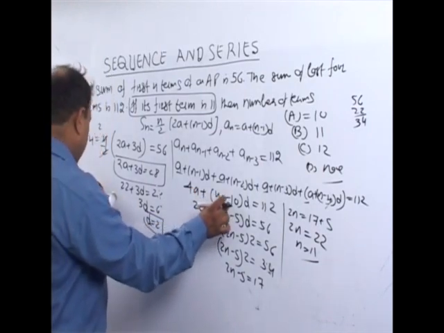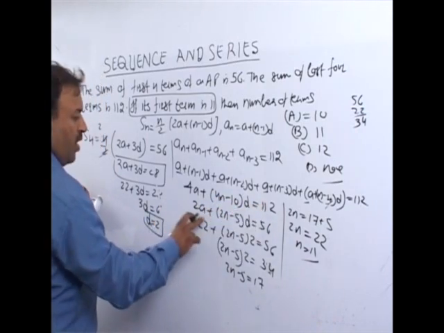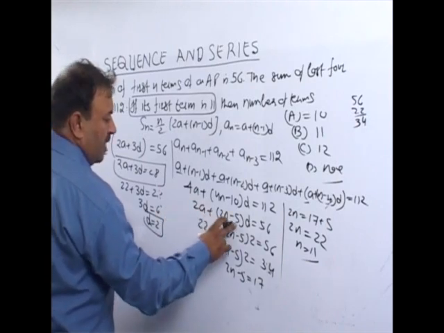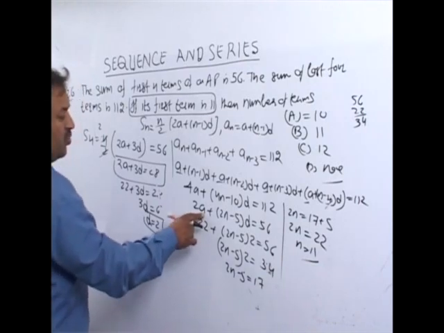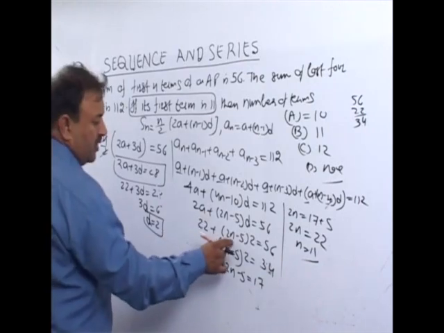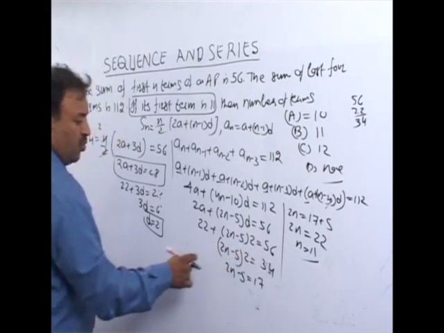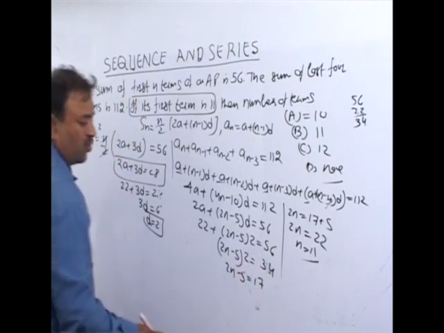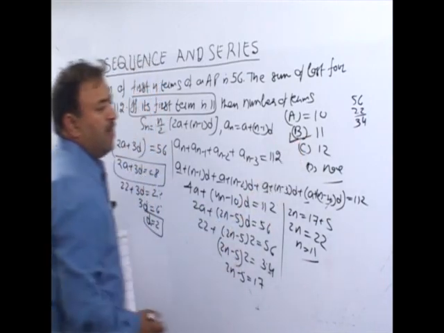4a plus 4n minus 10 is equal to 112. Then dividing by 2, I got 2a plus 2n minus 5d is equal to 56. With n as 11, 22 plus 2n minus 5 into 2. This is 56. 2n minus 5 into 2 is 34, so 2n minus 5 comes out to be 17. So the right answer comes out to be option B.